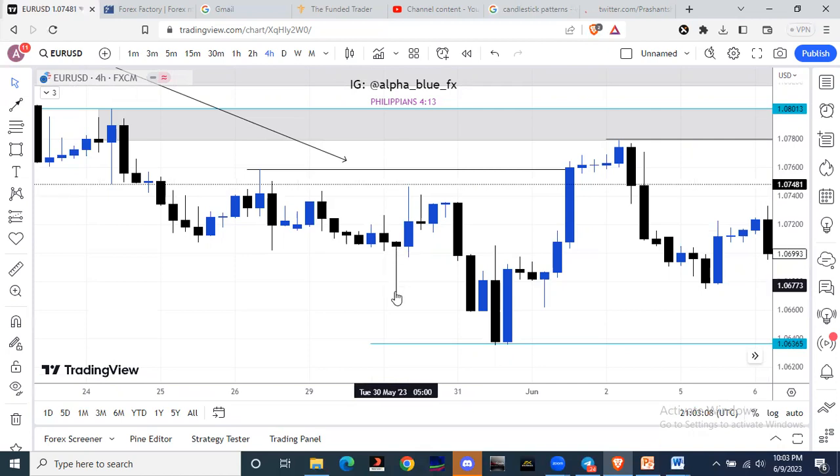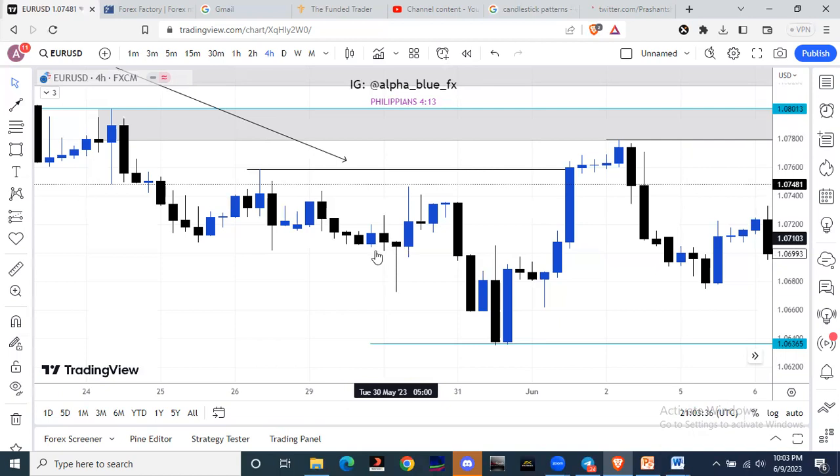And it has a very long wick to the downside here. So what information can you learn from this particular candle? What this candle is telling us is that there were a lot of sellers in the market at this particular price. The sellers were able to push the price down all the way to here, but then they were not able to sustain it. Buyers came back into the market and pushed the price back up. That's why this candle has a long wick to the downside and a small body.